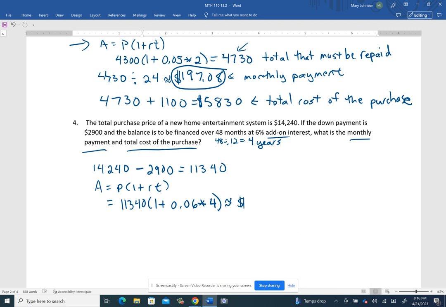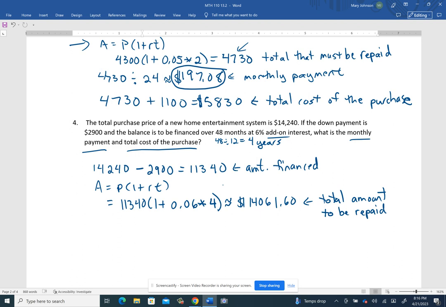So that would be about $14,061.60. So let me label these. This one is the amount financed. This would be the total amount that needs to be repaid.